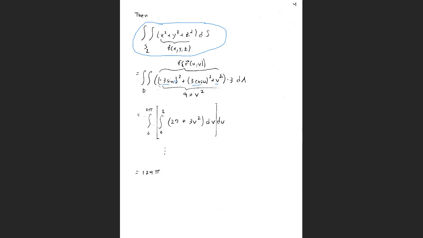We have one more surface that we have to do. We found the surface integral for the top disk, and we found that to equal 153 pi over 2. We found the surface integral for the cylinder, which is the lateral side, to be 124 pi. And now we have to find the surface integral for the bottom disk.